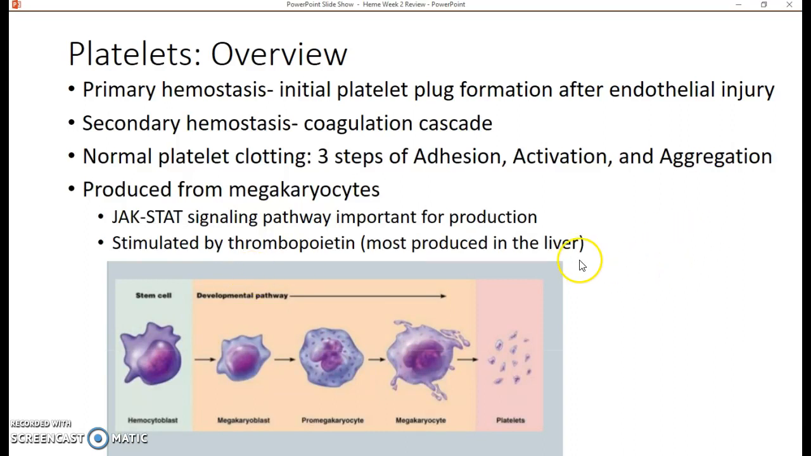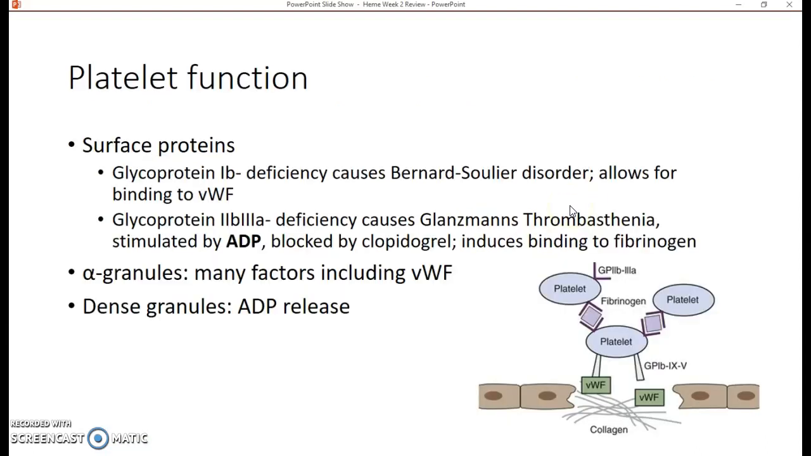Platelet clotting involves 3 steps: the initial adhesion to the damaged wall, activation of the platelets that causes the conformational shape change, and aggregation of the platelets together to form the clot. So platelet function, just a few of these things. I have a diagram that I'll show you guys, but this one here shows it as well. You see the surface proteins that are expressed. Platelets have a lot of surface proteins, but here are a few of the main ones.